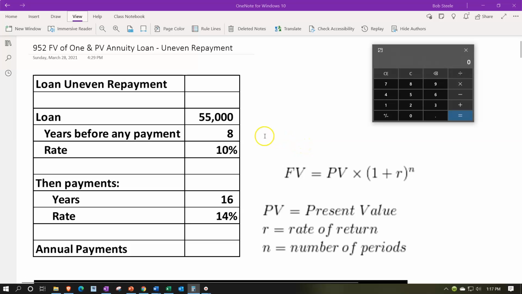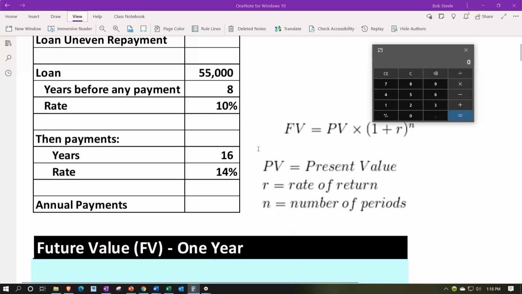We're going to say the years before any payment are 8 years, and that's going to be at a rate of 10%. So we got the $55,000. We don't have to do anything for the 8 years, paying back either interest or principal on it, and we're going to use that hopefully to generate money and not just to have a good time during the 8-year time period, because we do have to pay it back in the future. And then in the future, after that point in time, we're going to be paying it back in 16 equal payments. And once we need to pay it back, it's going to be at a rate of 14%.